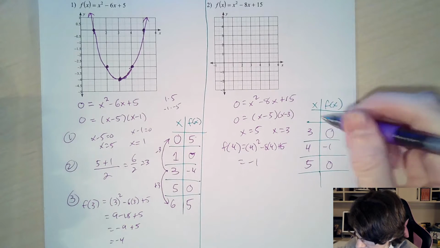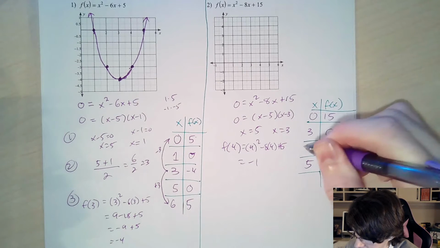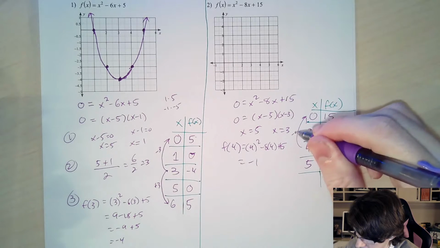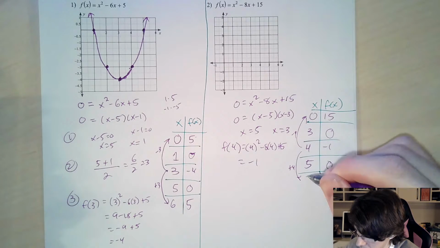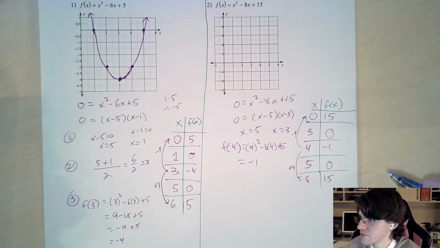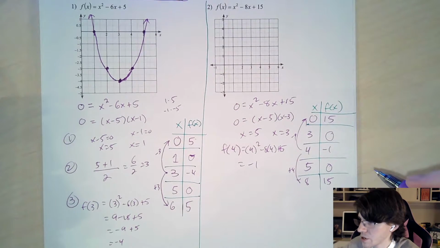Figuring out some more values. If we plugged in 0, we'd get 15. That's subtracting 4, so adding 4. 8 will also give us 15. We might want to figure out some more values too.